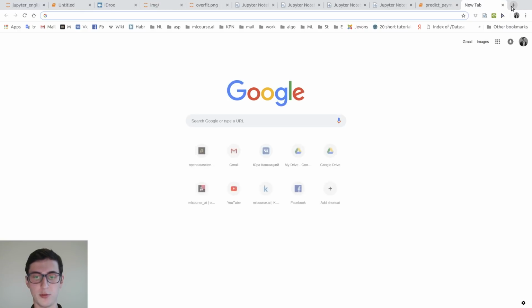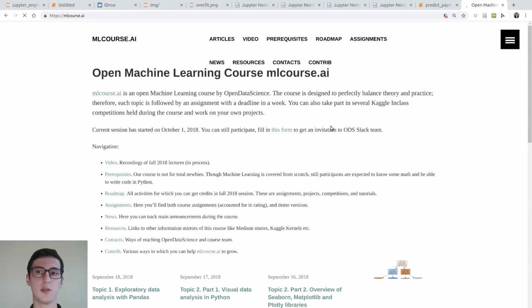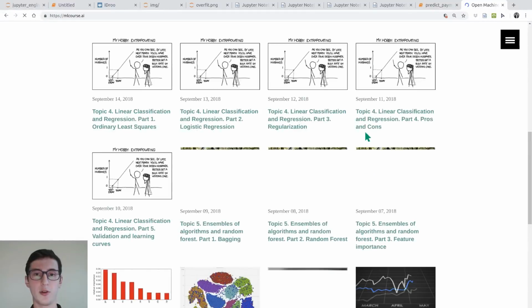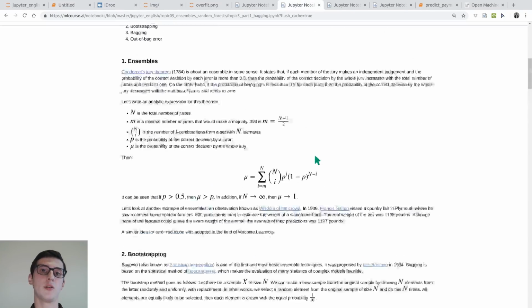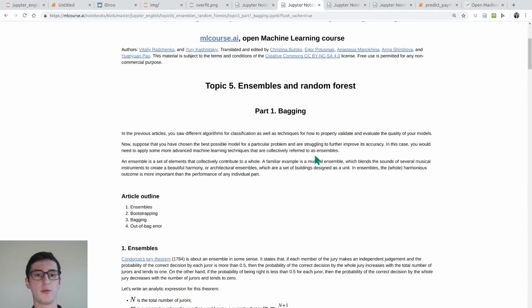So if you go to the main course site, mlcourse.ai, here you can see topic 5, ensembles. So first bagging, then random forest, then feature importance. So pretty much material. We'll go through just some basics. So first of all, bagging.